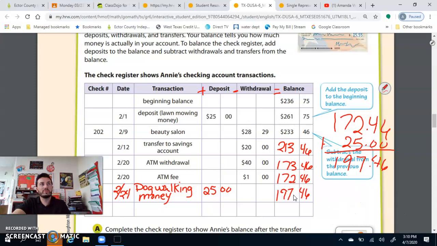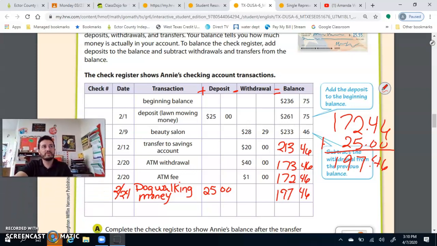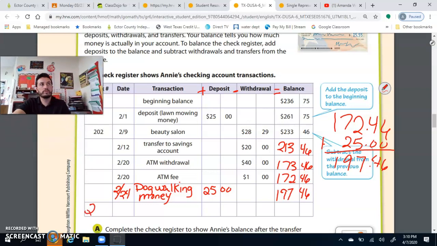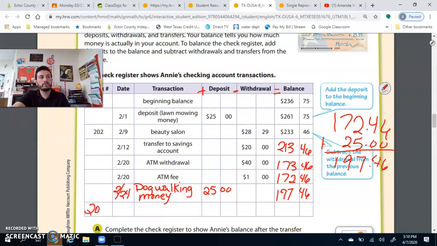You've got to write the check number. What check number was I on? Up above was 202, so the next one in line would be 203. On February 28th, to the sports resort, $15.55. Since you wrote a check, that is subtracting, so you are withdrawing $15.55.